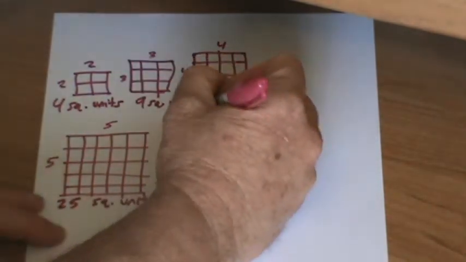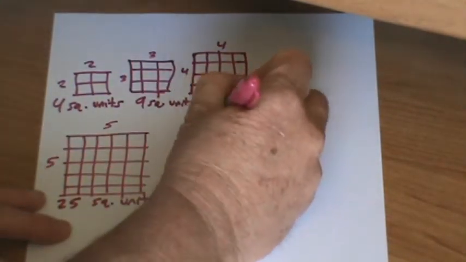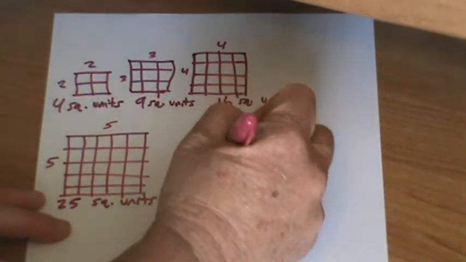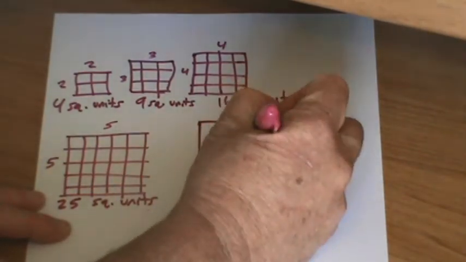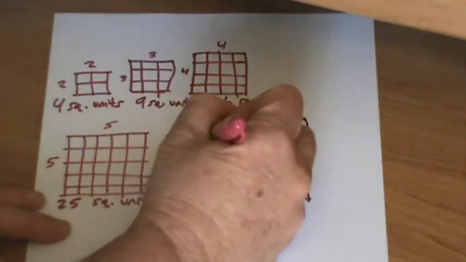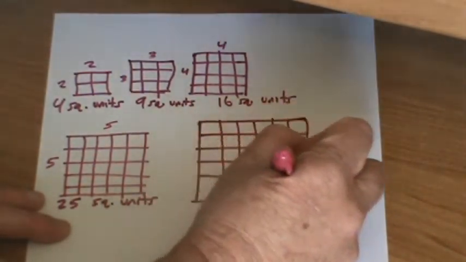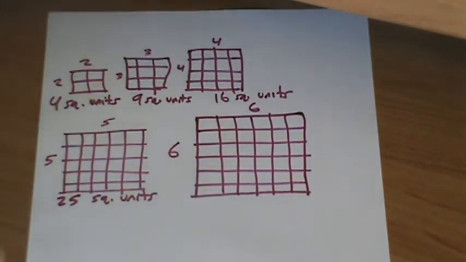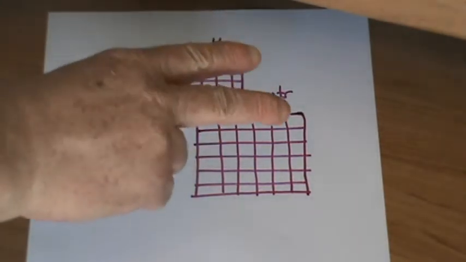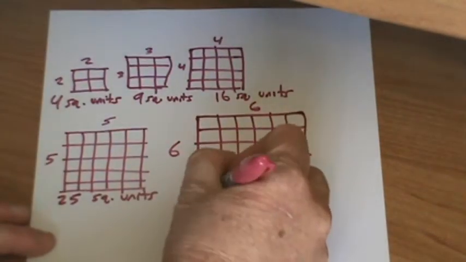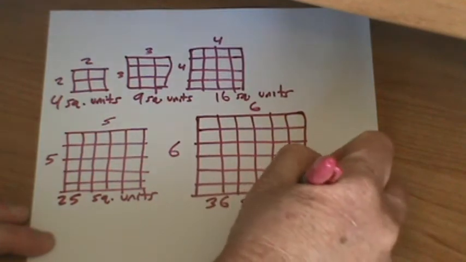The next one would be 6 by 6. So let's make 6. 1, 2, 3, 4, 5, and 6. And 1, 2, 3, 4, 5, and 6. So we're going to label those 6, 6 on each side. Now, just like we did here, we did 5 times 5, so now we're going to do 6 by 6. 6, 12, 18, 24, 30, 36. So we have an answer of 36 square units.